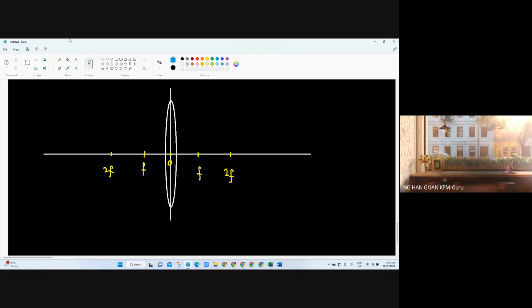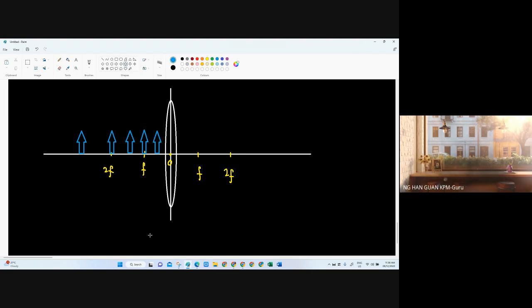After that we need the object. The object can be here, or here, or here. So you have different object distances.